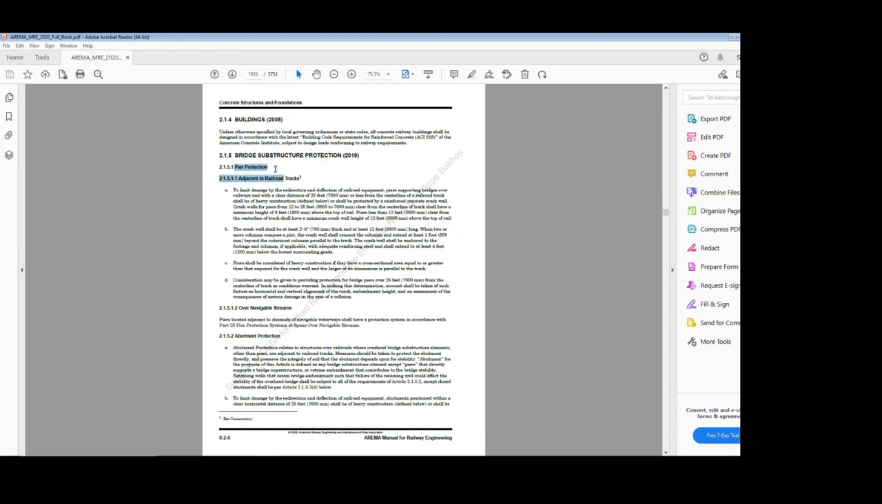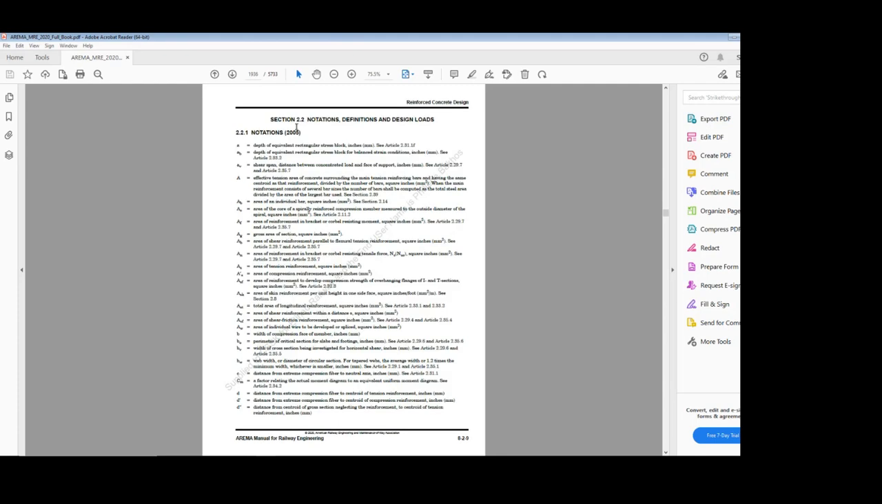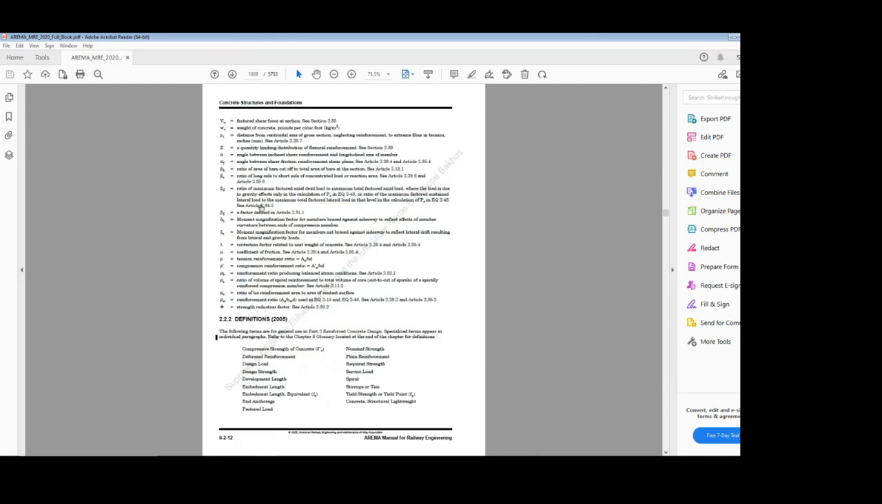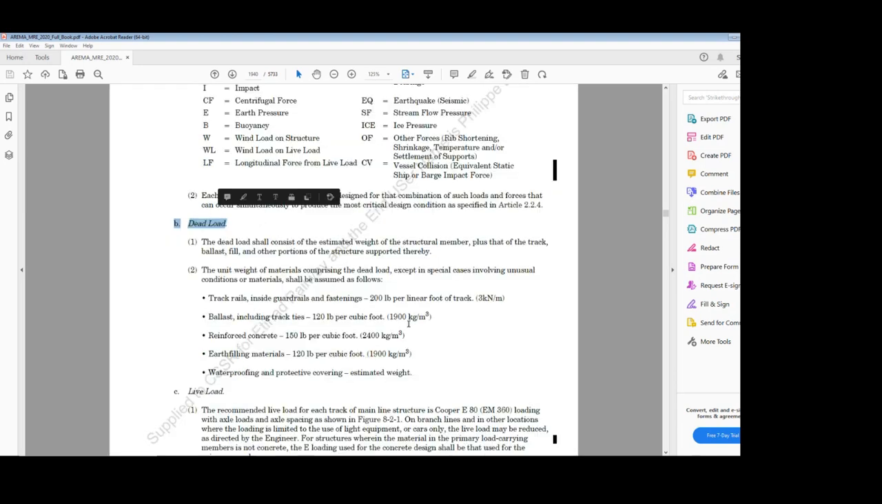This is for bridge protection, such as ship impact and all those things, and superstructure protection. Let's start with loads. Definitions and 2.2.3 of part 2 of chapter 8 of volume 2. In point B they have given dead loads. These are some of the unit densities of dead load of railway structures, actually not of railway structures but of the railway system: ballast, concrete, ties, track ties and all those things.